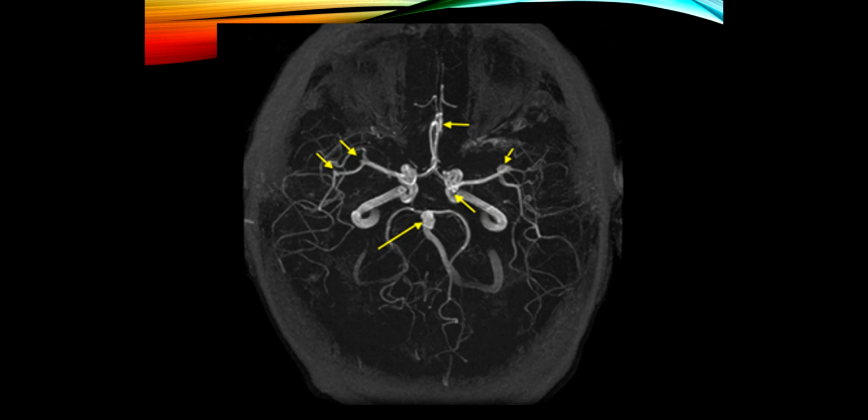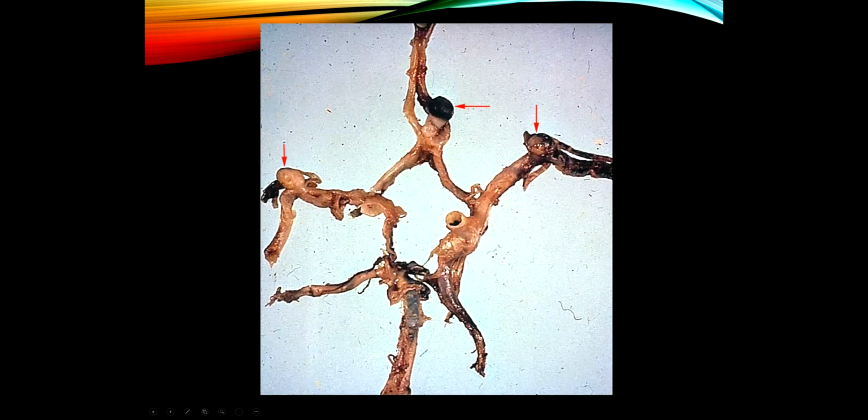So this might be someone that has something like polycystic kidney disease, where they'd be at more risk for having multiple aneurysms. All right, and here at autopsy, a large anterior communicating artery aneurysm. Here's one out at the trifurcation of the MCA here and over here.